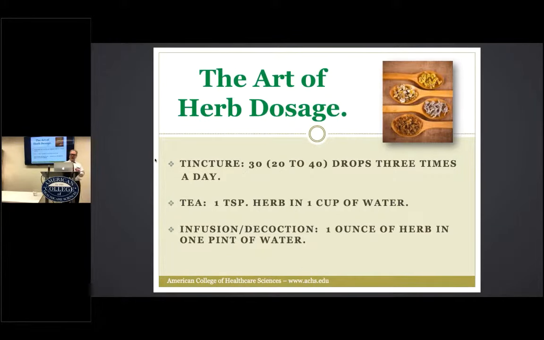So let's talk a little bit, or a lot, about the art of herbal dosage. Now, if you're a student, one of the first things you use, a tincture is 20 to 40 drops 3 times a day. Tea is 1 teaspoon of herb in a cup of water. Infusions and decoctions are 1 ounce of herb in 1 pint of water, and that's a pretty good way to follow. But that's not always the case.